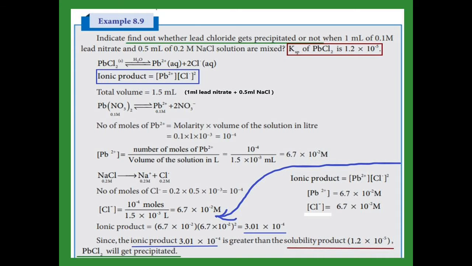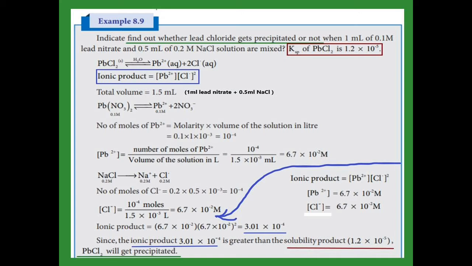In this problem they have given lead chloride, and we have to find out whether it is precipitated or not. For that they have given 1 ml of 0.1 molarity lead nitrate and 0.5 ml of 0.2 molarity sodium chloride, and the solubility product of lead chloride is given as 1.2 × 10^-5.